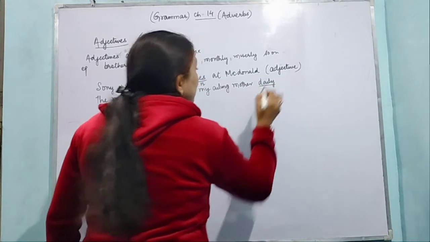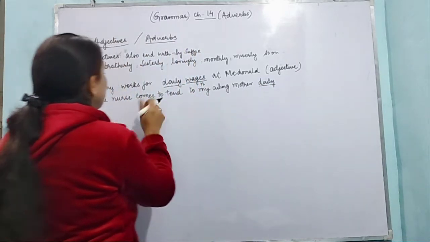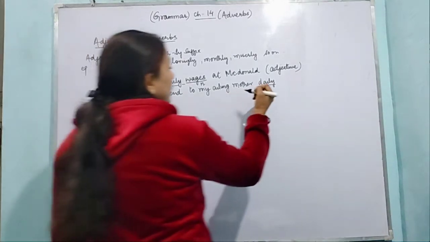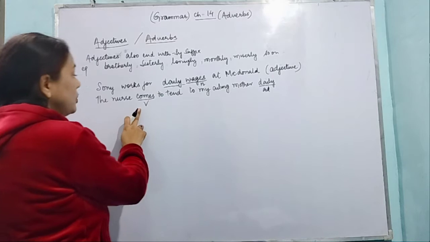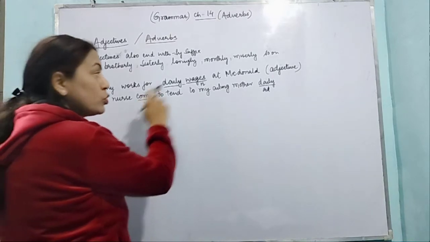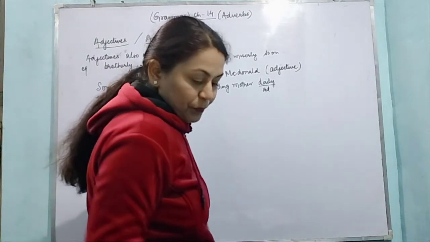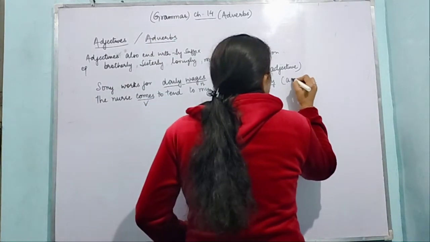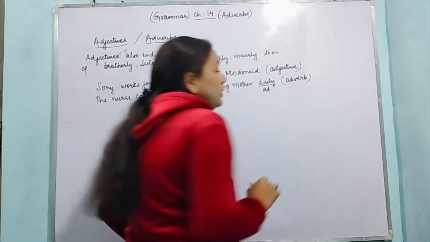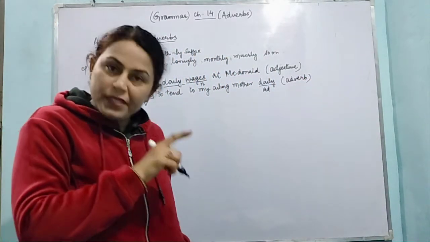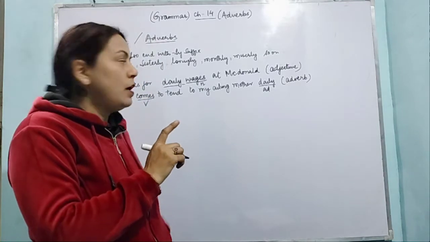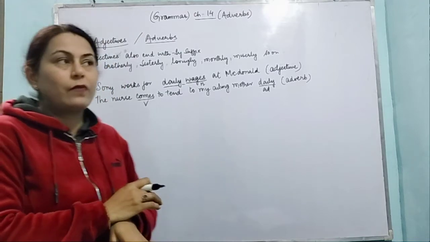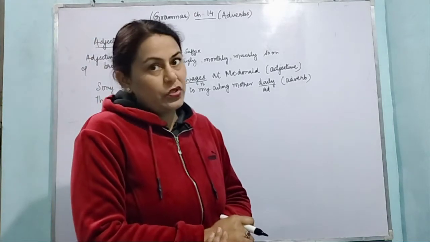Now here, यहाँ पे क्या है? Comes to tend means ये क्या है हमारा verb, और ये हमारा हो गया adverb. क्यों? क्योंकि यहाँ पे ये जो है verb है हमारा, उसको modify कर रहा है. ठीक है? So here it is working as an adverb. So when a verb is modified, that means it's an adverb, and when it is modifying some noun, that means it's an adjective. This is one of the identification rule.